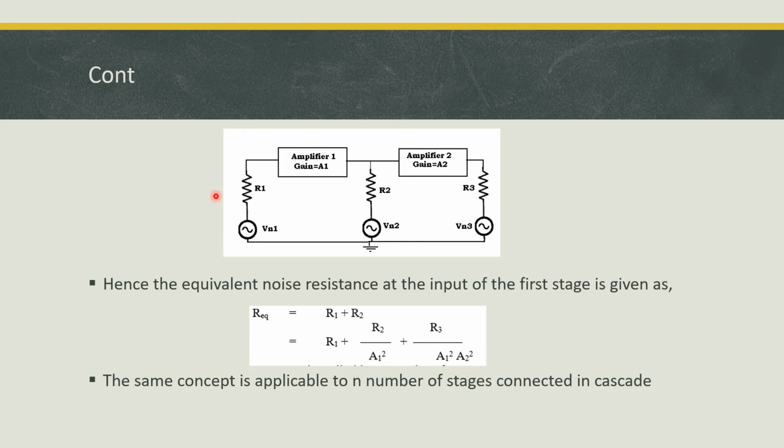So if you connect n number of resistors in cascaded form with the amplifiers, then what will happen? The noise will also be amplified because of amplifier 1 and 2. Then we can calculate the R equivalent resistor for the cascaded amplifier. The same concept is applicable for n number of amplifiers connected in series or cascaded form. Okay, so that's all.